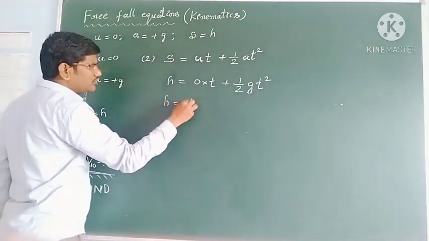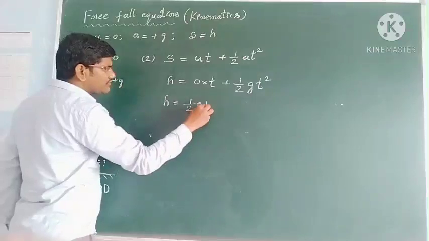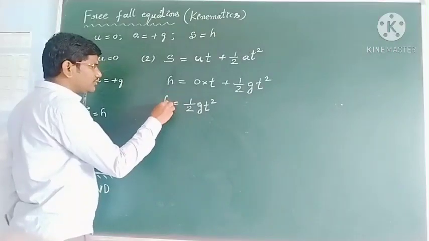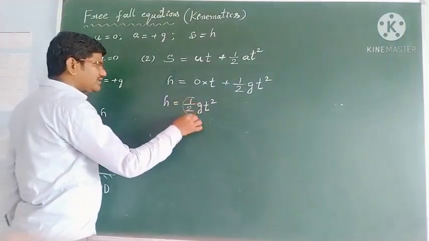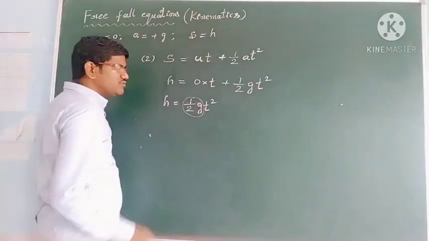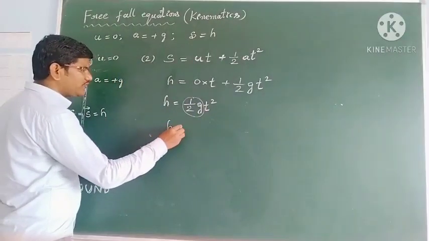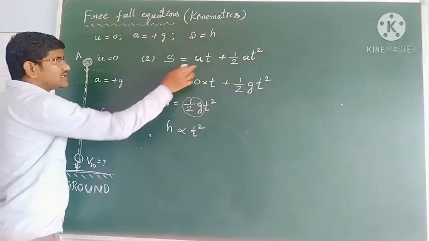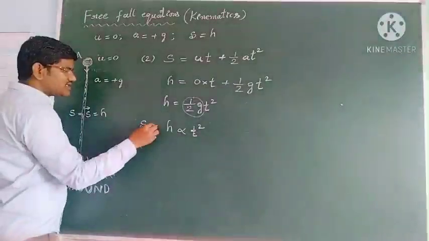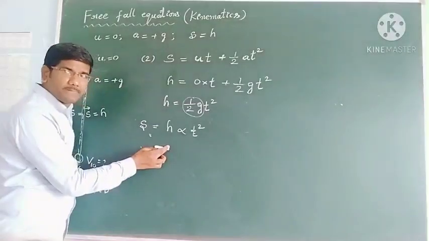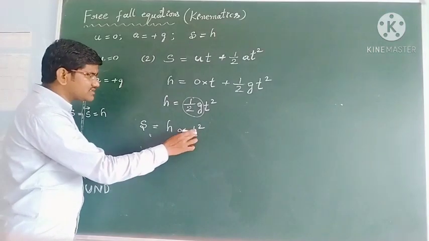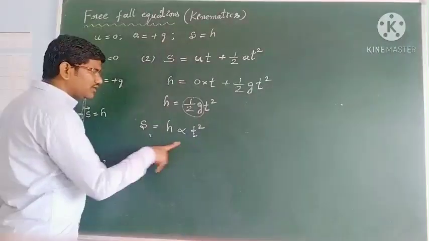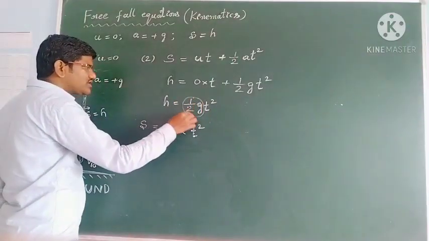Then h is equal to half g t square. Okay students, then height is equal to half g t square, and this 1 by 2 into g is a constant, so height fallen is directly proportional to t square. This s is equal to h, so the distance covered is directly proportional to the square of the time. So s is directly proportional to t square, and this is a constant, you know.